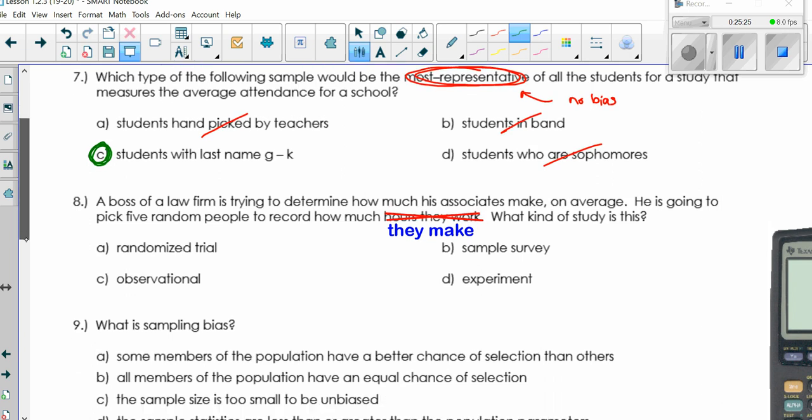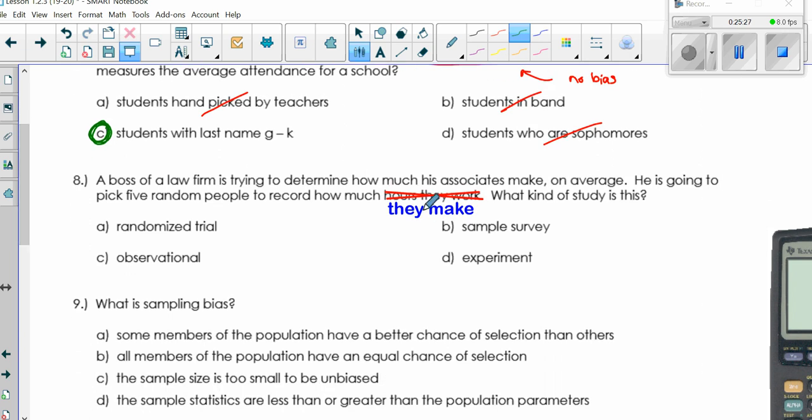Okay. I need you to fix this right here. So right where it said, and it might be fixed in yours already, I don't know, but right here, just make that "they make." Okay. So this says a boss of a law firm is trying to determine how much his associates make on average. He is going to pick 5 random people to record how much they make.